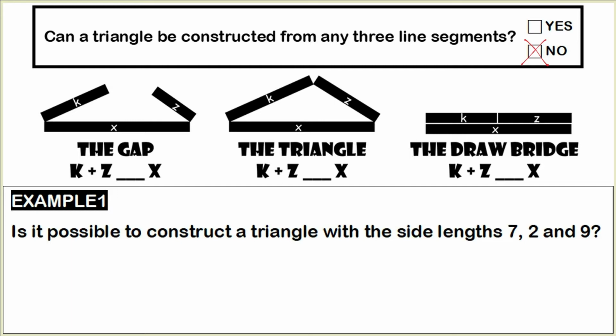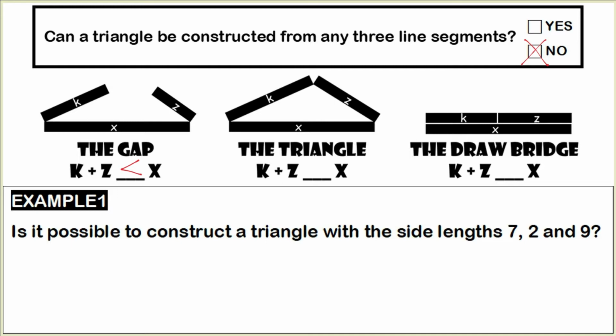First of all, what is the problem with the gap? Well, we have the longest line segment, which is x. And in this case, k plus z is less than x. And so they can't stretch across the longest side and touch to form a triangle. Instead of touching, there's a gap between side k and z.